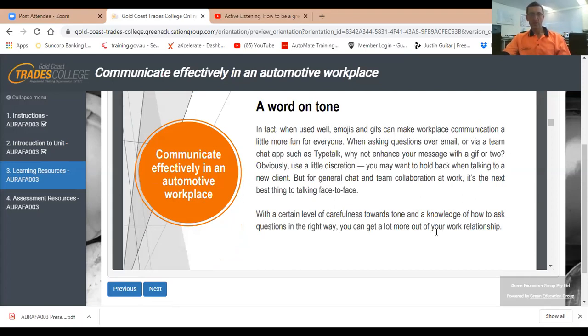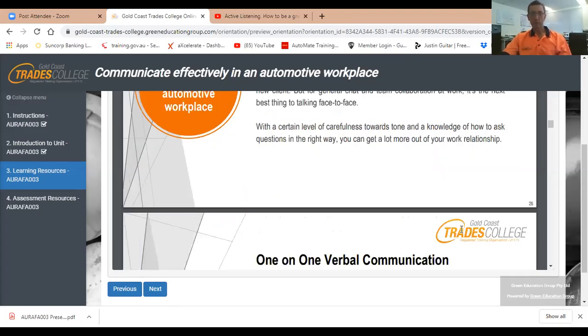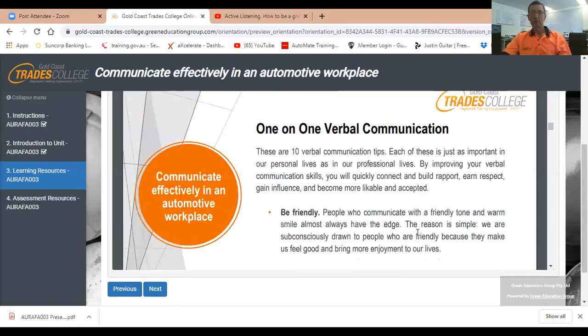With a certain level of carefulness towards tone and knowledge of how to ask questions the right way, you can get a lot more out of your work relationship. So yeah, just be careful of the tone that you use when you're talking to people. Have a think about what you're actually saying and the verbal, non-verbal way you're describing what you're saying.